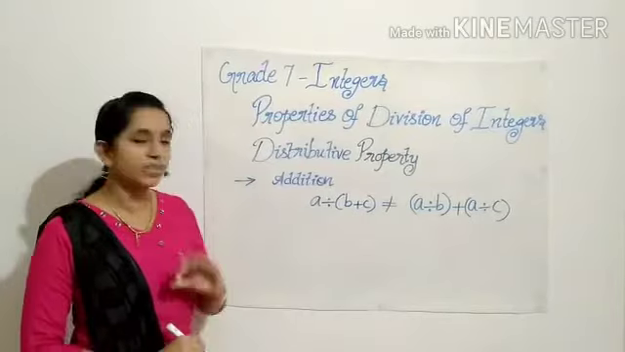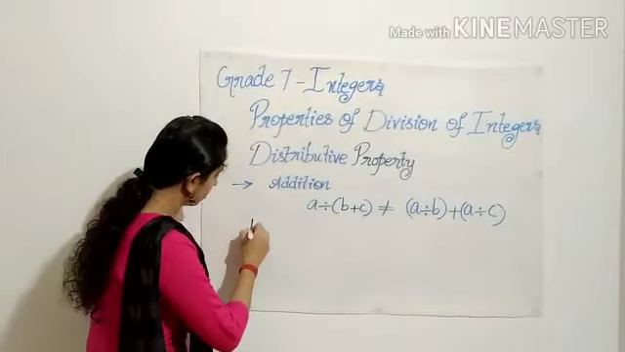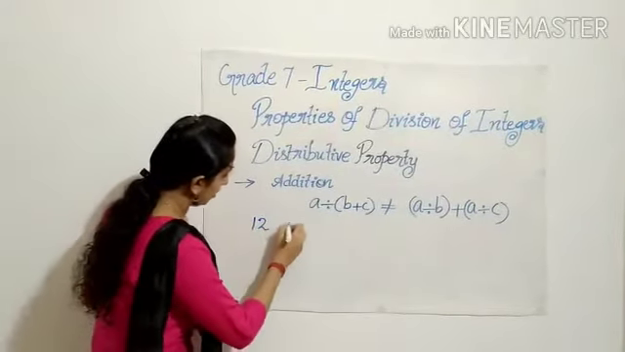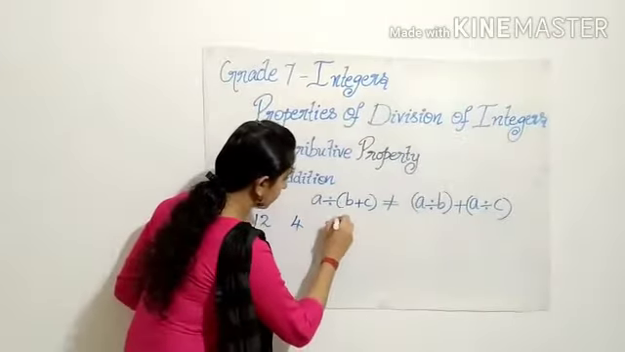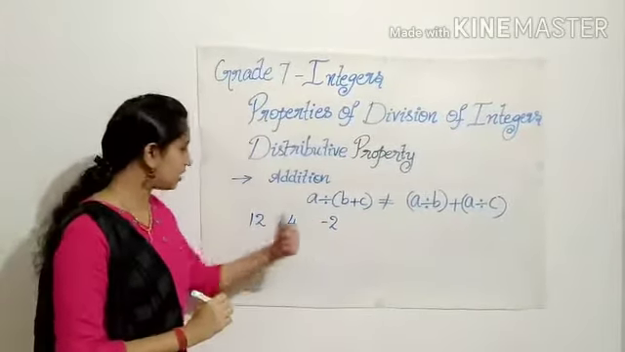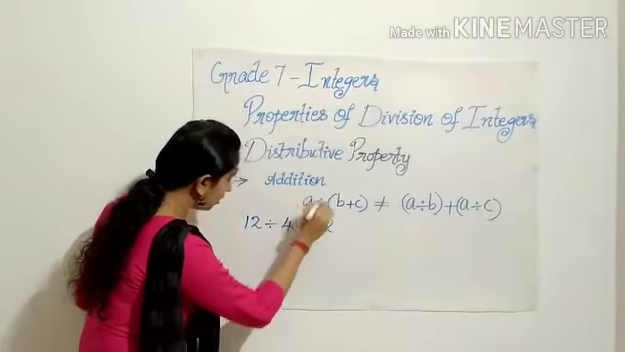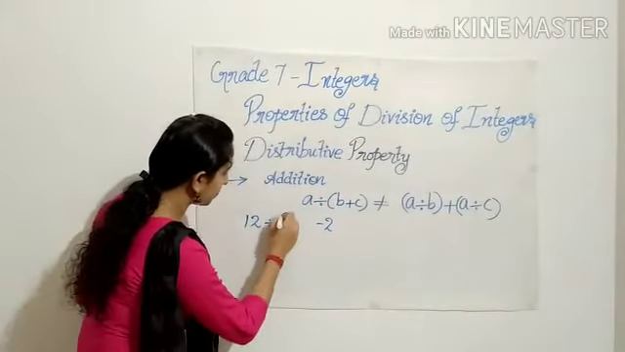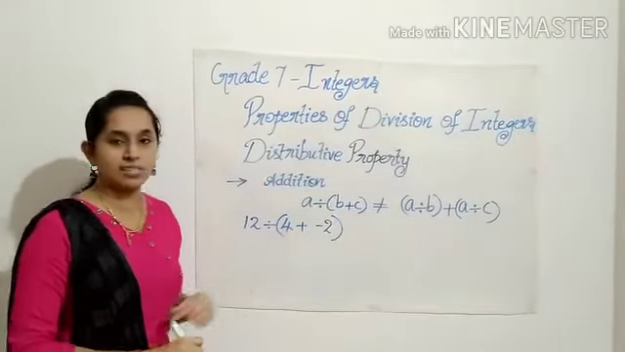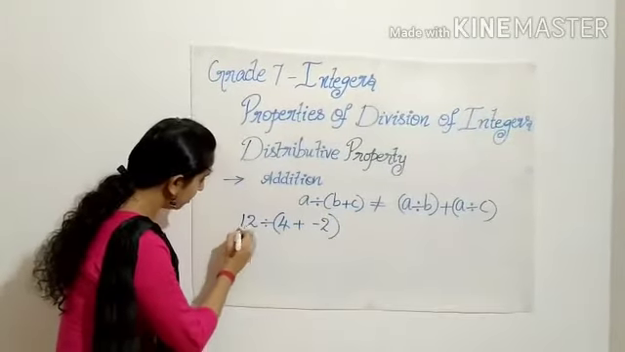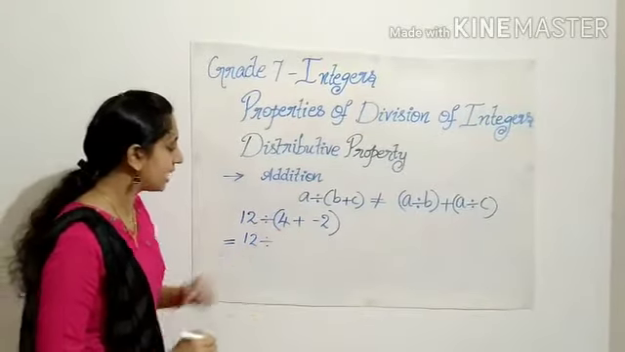Here also let's check with three integers: 12, 4 and negative 2. Let these three be the integers. Let me check this first case, a divided by (b plus c). Let's check: 12 divided by (4 plus negative 2).